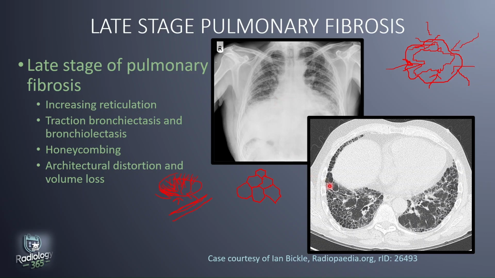This axial CT scan is of the same patient, and we see extensive honeycombing throughout both lungs in a subpleural and basal distribution. And there's also consequent traction bronchiectasis seen here. It's a little bit here, there's some here, and here as well. So this was a case of late pulmonary fibrosis.